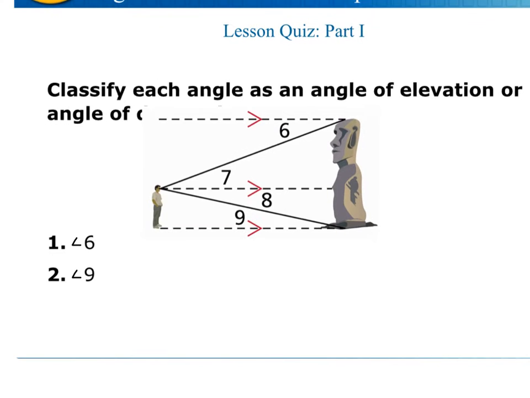Okay, two more examples like this. Classify each angle as an angle of elevation or angle of depression. So angle 6. Depression. What do you go based off of? Like if the angle goes down, then it's depression. We go from the line of sight and see if the angle goes down or up. So this one's going down, so it's depression. And then angle 9 is elevation. So we go from the straight horizontal line and it goes up. So it's elevation.